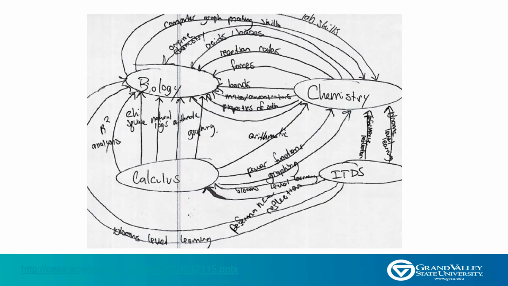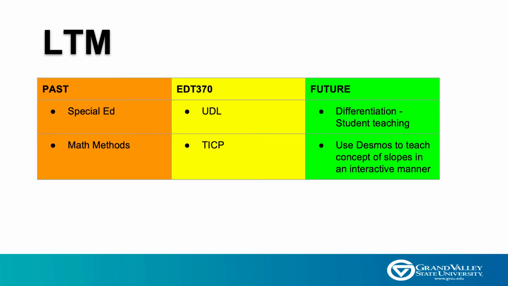Here's an example of a lateral transfer map in the form of a concept map that is hand-drawn. So it is okay to have a hand-drawn map as well. Here's another example of a lateral transfer map, but in the form of a table. But the idea is the same. In the table, you have in the middle our class EDT370 with the concepts and skills that we have learned. And it connects those concepts and skills with classes that you may have previously taken, and how you will use what you have learned in this class in the future classes and as a teacher.